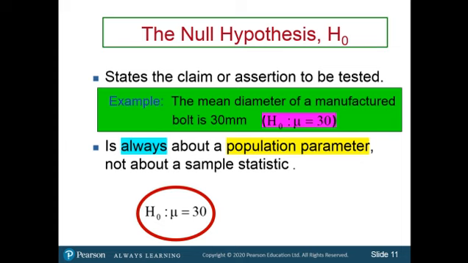So for example, H sub 0 mu is equal to 30. So that is the correct null hypothesis. But if you use sample statistics such as X bar to represent the sample mean equal to 30 for your null hypothesis, that is not the correct way. So never use sample statistics for your null hypothesis.